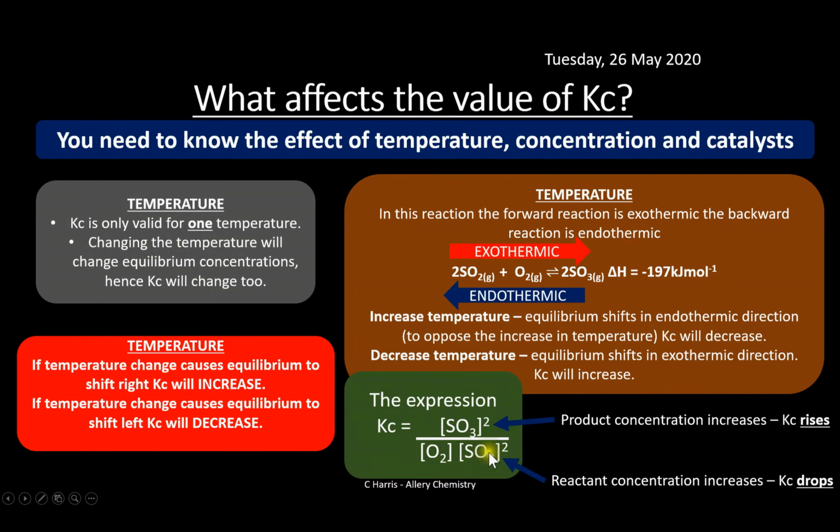So the products here are SO3, so sulfur trioxide squared. So remember the number of moles in front of the molecule here is the power that goes on the top here. Okay, so in this case, this is going to be SO3 squared, and then we've got our reactants, which are O2 and SO2. So if you think about it as like a fraction.